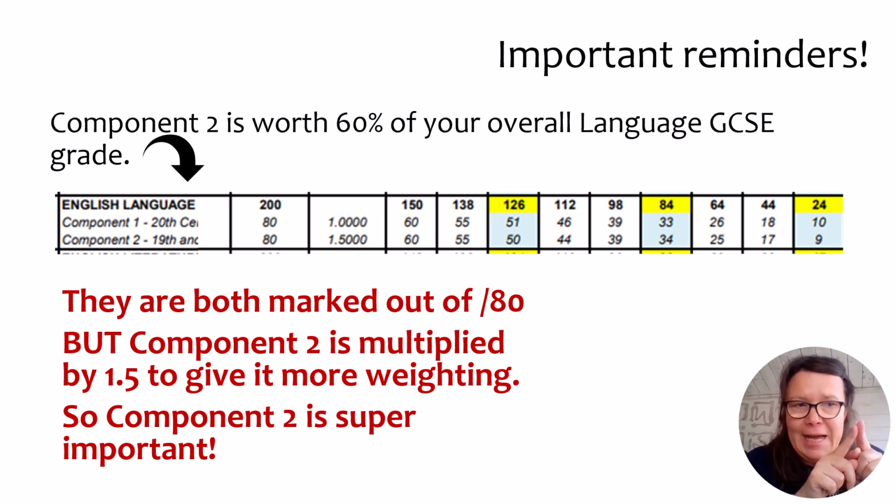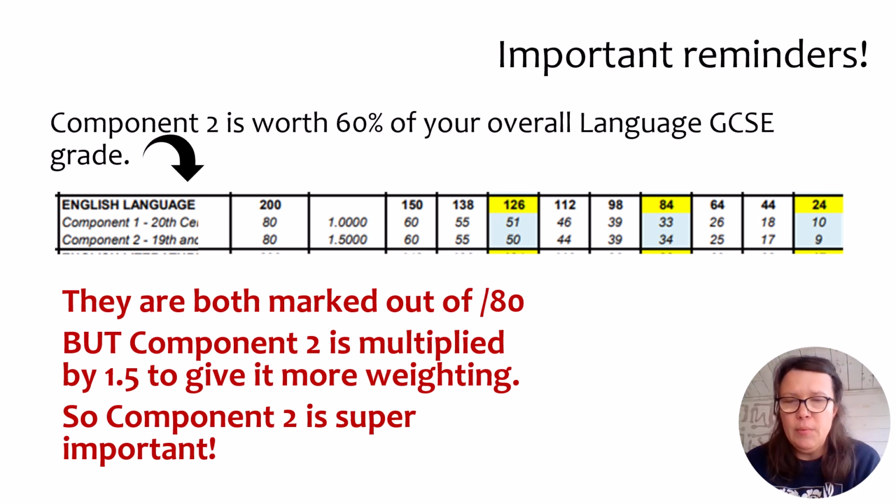You can see that when they've split it down, each paper is out of 80, but the overall qualification is out of 200. So what they do with your component 2 marks is that they multiply that by 1.5, which gives us the 60%. Now, there's a bunch of things that are really positive for us about that. I love component 2, but it does mean that component 2 is super important and you absolutely need to make sure that you know what you're doing.